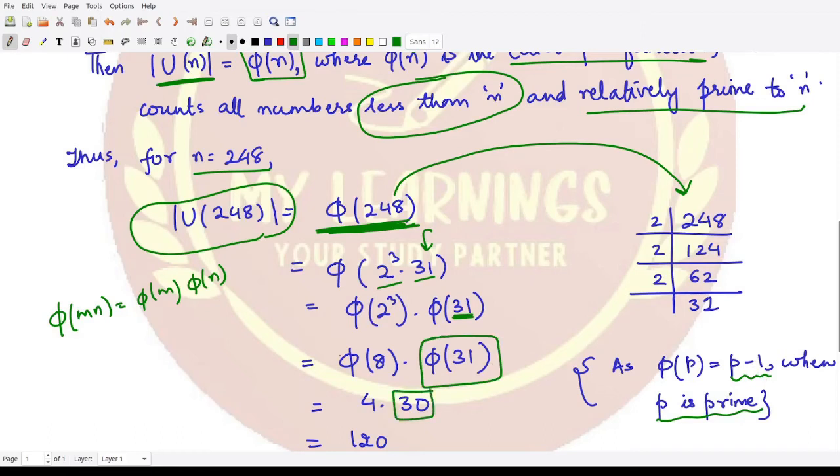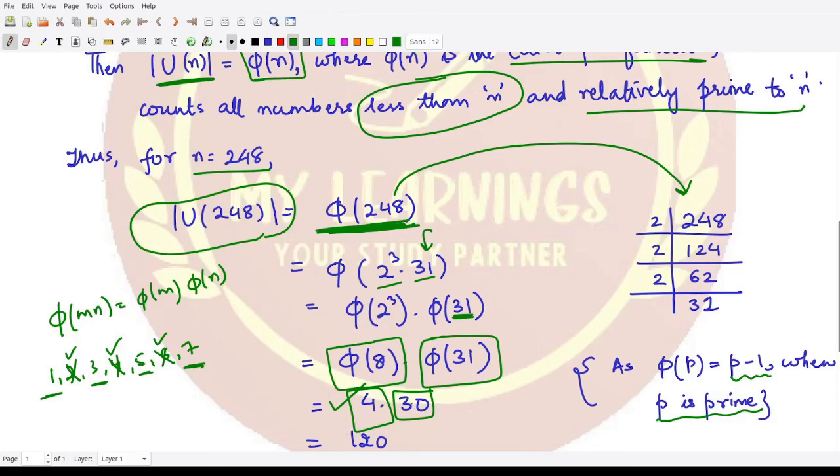31 minus 1. And what would be phi of 2 raised to power 3? That would be phi of 8, right? And phi of 8 would be 4. Why? Because the numbers which are less than 8 are 1, 2, 3, 4, 5, 6, 7. Correct? Now the numbers which are relatively prime to 8: 2 is not relatively prime to 8, 4 is not, 6 is not, because 2 and 6 have GCD 2 with 8 and 4 has GCD 4 with 8. So we are left with the numbers 1, 3, 5 and 7. So in total we have 4 numbers which are less than 8 and relatively prime to 8. So phi of 8 is 4.